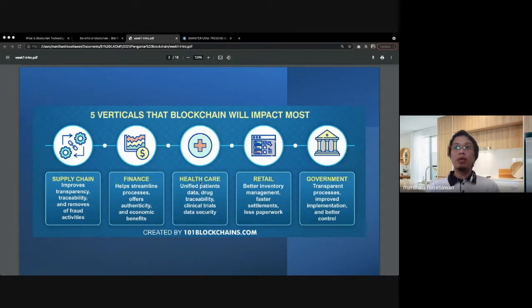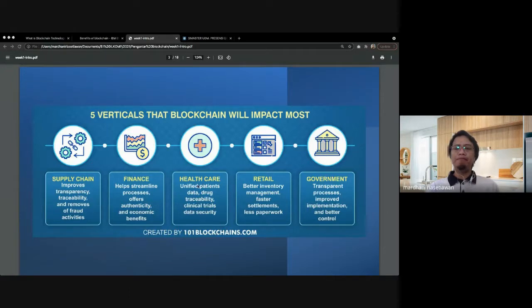So that's why the blockchain has the opportunity to unify patient data, and then drug traceability. It's very important. And then clinical trials and data security. So it's also some of the blockchain impact on the industry, especially in healthcare.